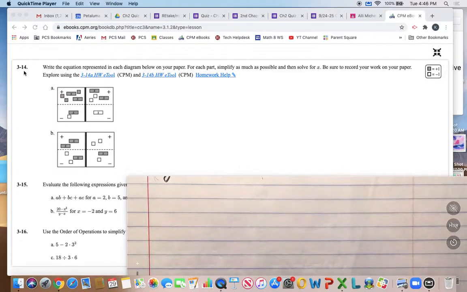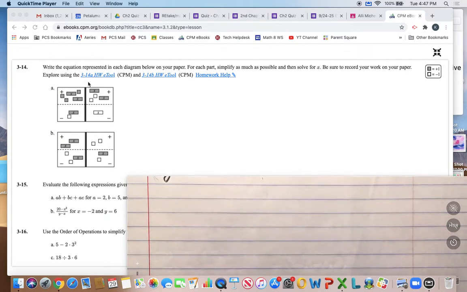Okay, the next problem is 3-14. Write the equation represented in each diagram below on your paper. So here are the diagrams they're talking about. For each part, simplify as much as possible and then solve for x. Be sure to record your work on paper.